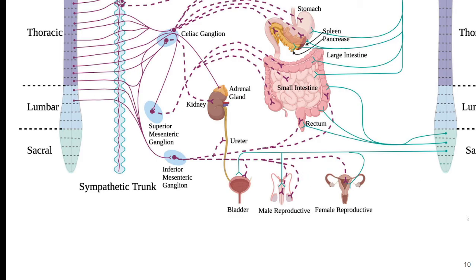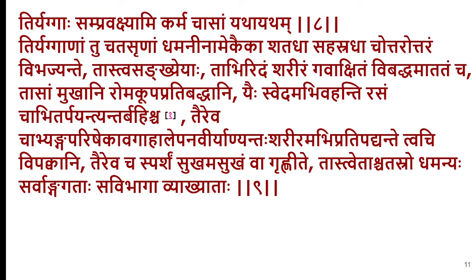The only difference now is about the finer structural identification. Their pathway is now more defined, and there could be a slight variation in the numbers. But if you look at the gross functions, these are the functions of the thoracic and lumbosacral outflow of the autonomic nervous system plus a few of the thoracic segments. Then Tiryagaha Samprokshami Karma Asam Medhayatam.